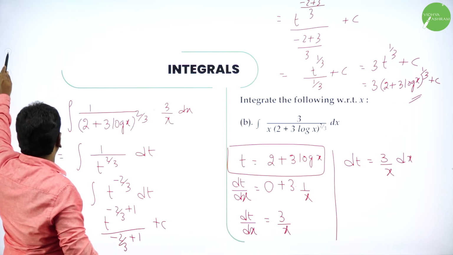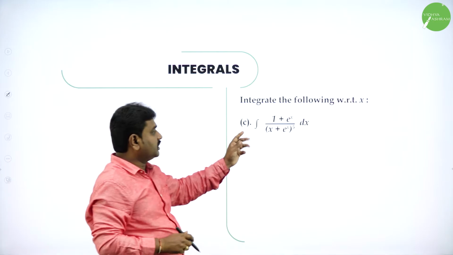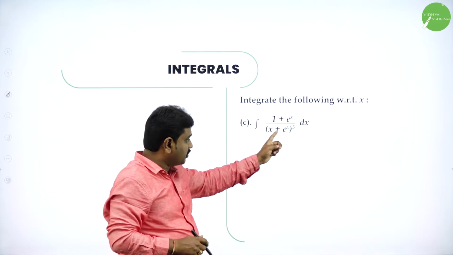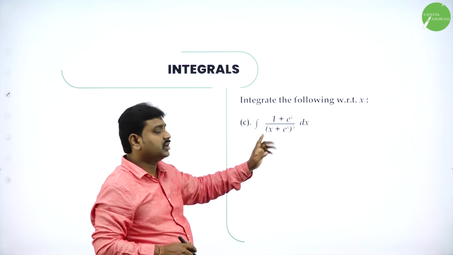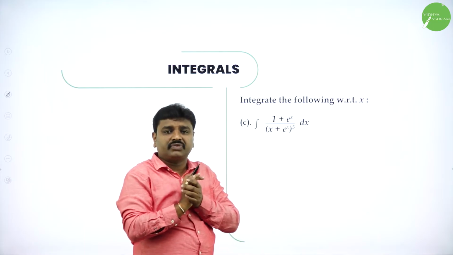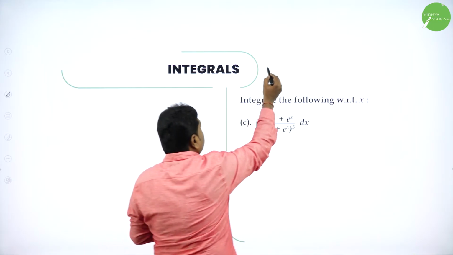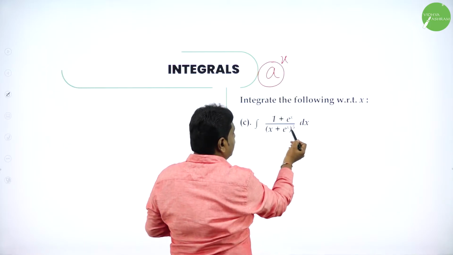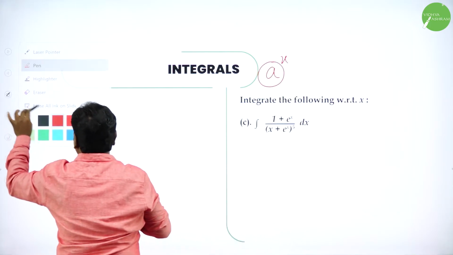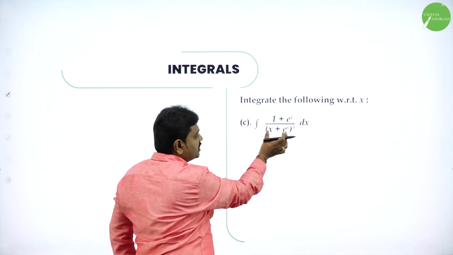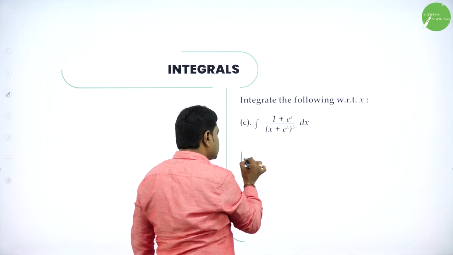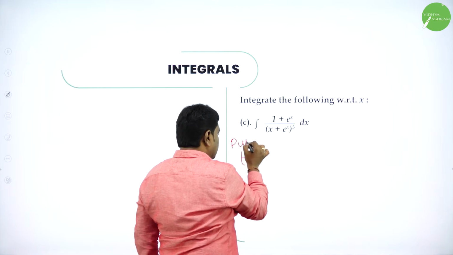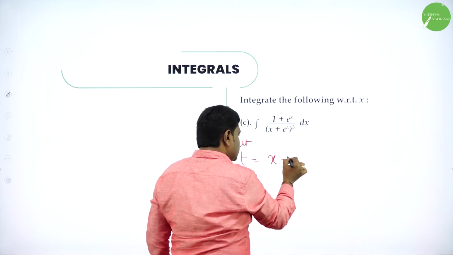Next, integration of (1 plus e power x) by (x plus e power x) whole power 5 dx. I told a simple hint. If you have like this base power a power x, take this base as t. Here power 5 is there. So in the base, whatever is there, base is x plus e power x. Try the test t. Let us put t is equal to x plus e power x.